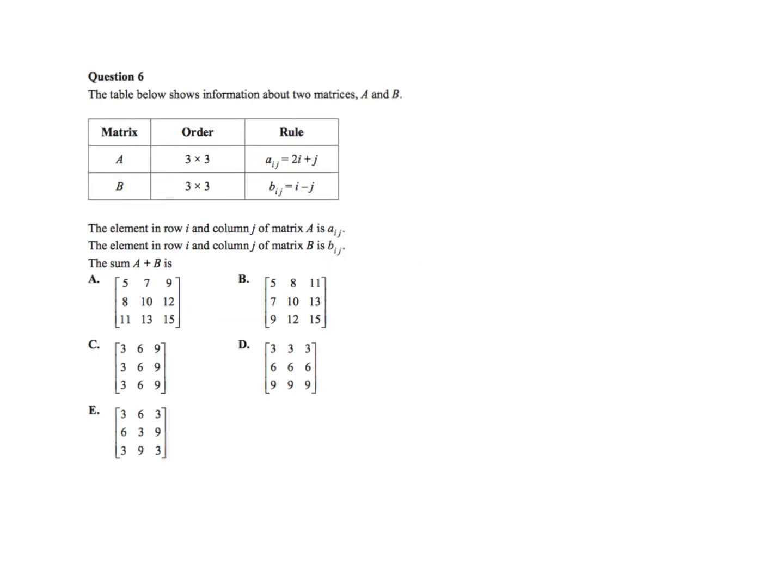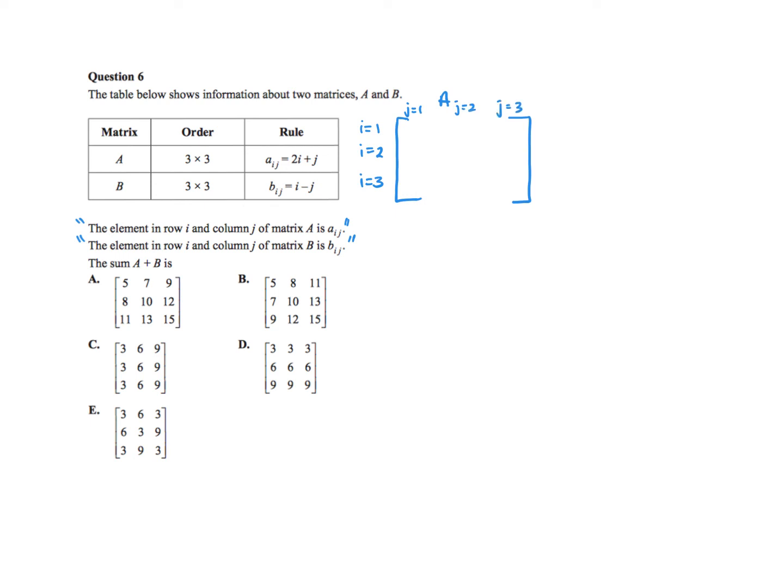All right. The table below shows the information about 2 matrices, A and B. The element in row I and, yep, so they're just saying that rule again, and they've had to say it twice because they've got two matrices. So they're saying the sum of A plus B. So what you have to do is create matrix A using this rule. So matrix A is a 3 by 3. So up here I'm just going to do that. So we've got I equals 1, I equals 2, I equals 3 in this spot, and this would be J equals 1, J equals 2, J equals 3.